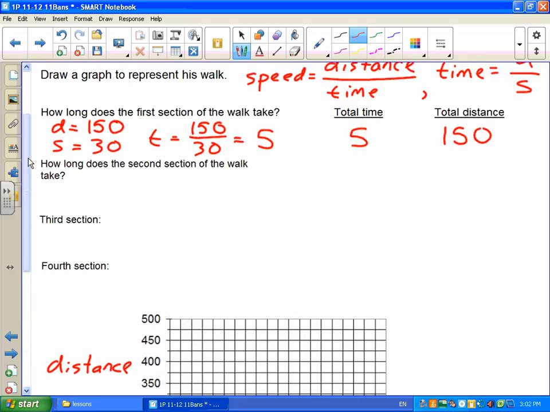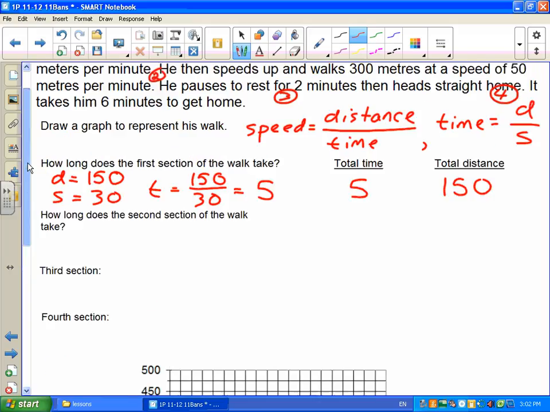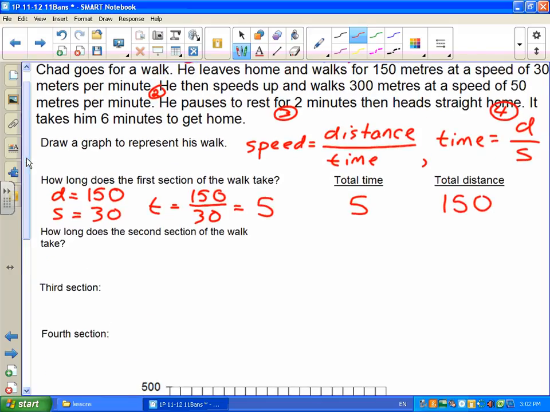How long does the second section of the walk take? Again, we want to figure out, in the second section, what's his distance traveled and what's his speed. What's his speed in this second section? It's given in the description. How fast is he going in section 2? Drake, what do you think? Okay. Does it give us a number?